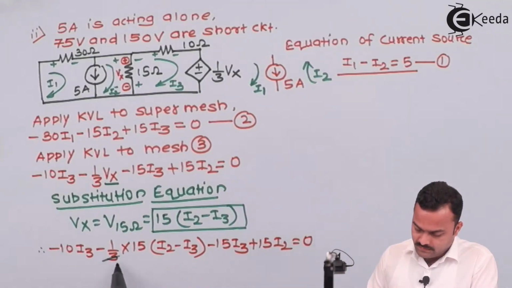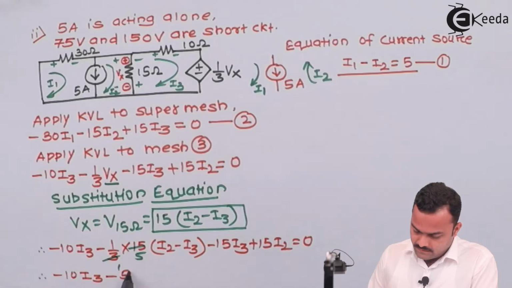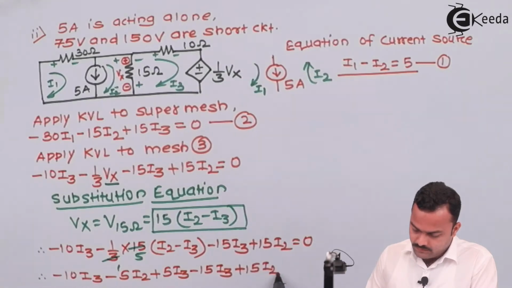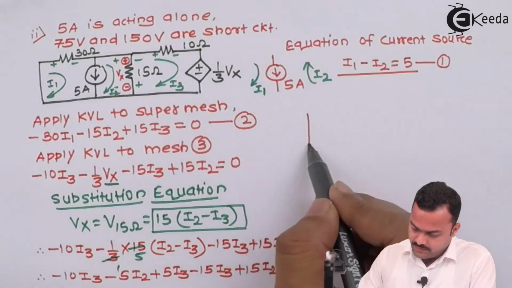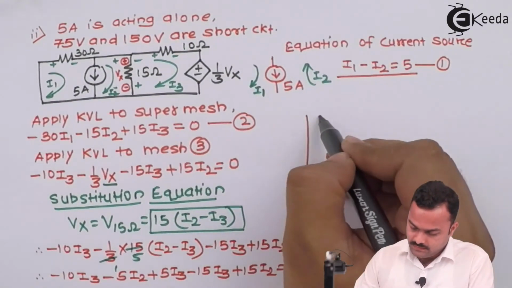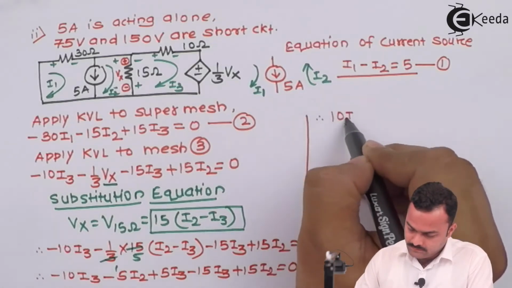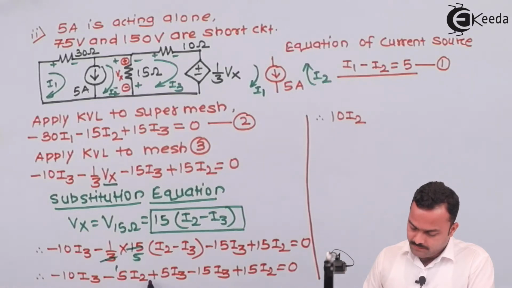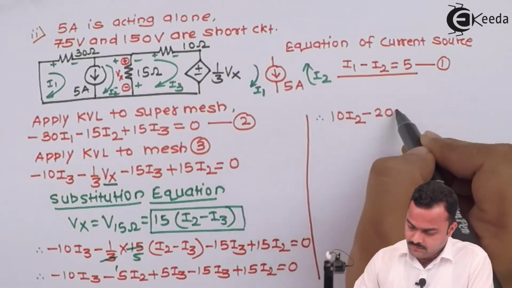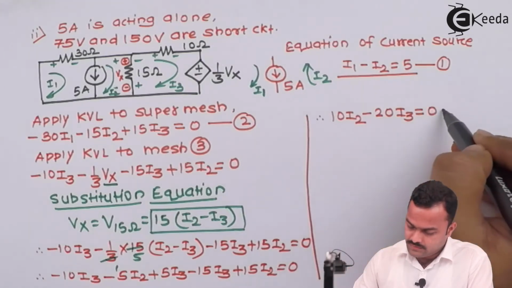So I can cancel this, and upon simplifying we will get minus 10 I3 minus 5 I2 plus 5 I3 minus 15 I3 plus 15 I2 equal to 0. The only thing left over here is to rearrange this equation properly. After doing so, minus 5 I2 plus 15 I2 will be 10 I2, minus 10 I3 plus 5 I3 will give us minus 5 I3, and minus 15 I3 already there, so we will get minus 20 I3 equal to 0 as equation number 3.